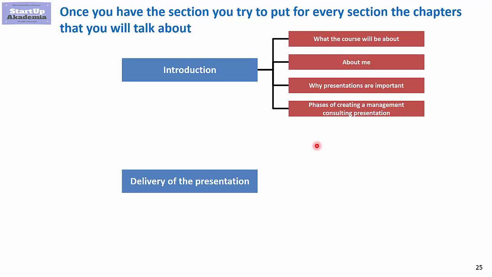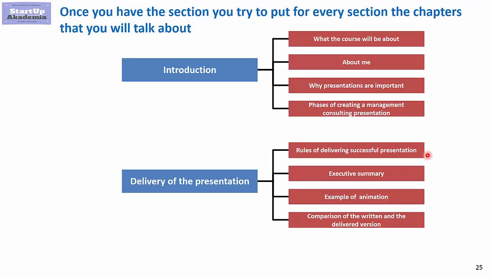And delivery of presentation. Then we have rules of delivering a successful presentation, executive summary, what it is and why it is important. Then examples of animations that enable you to deliver the presentation properly to a crowd which is not familiar with the content, and comparison of written and delivered version. So as you can see, we define first sections, and then for the sections, we define the chapters. So this is what we're going to talk about.